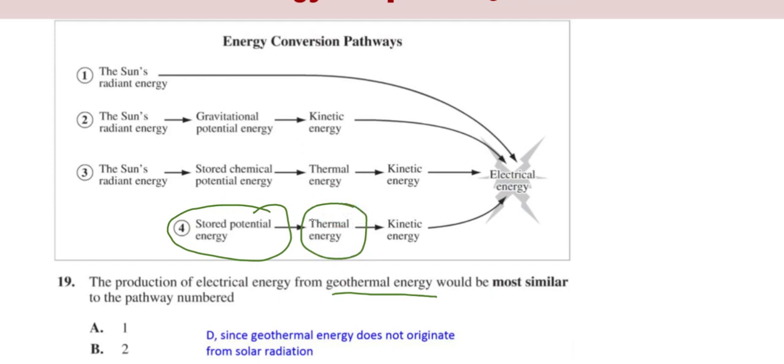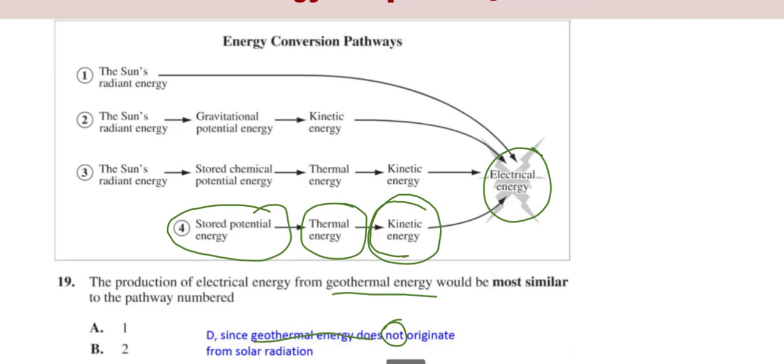and that steam that is created moving fast turns the turbine, turning the generator. The generator creates us the electrical energy. So that is where D is the answer. So keep in mind, geothermal energy does not originate with the sun. So it's not one of our energy sources that comes from the sun. Does not have anything to do with the sun.